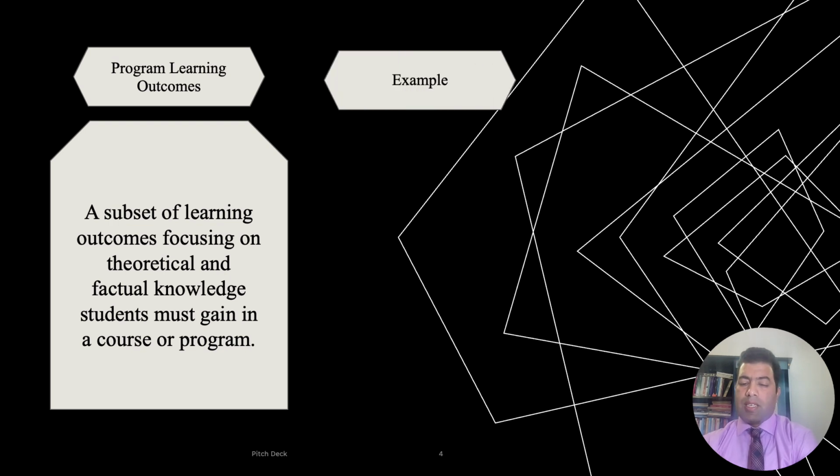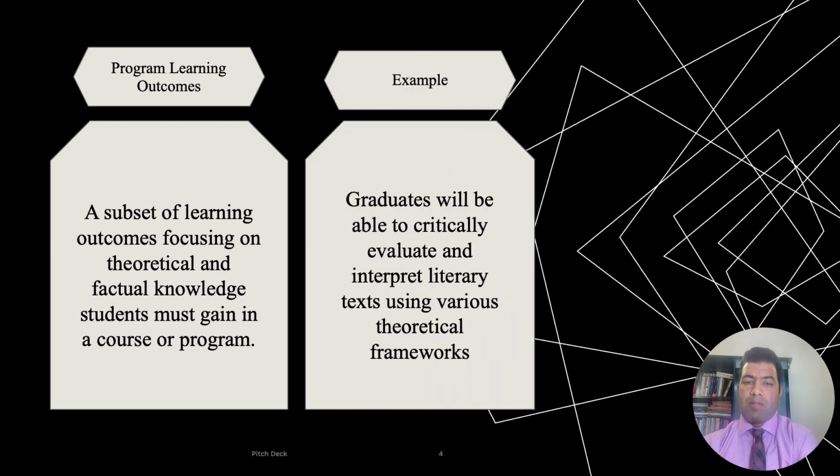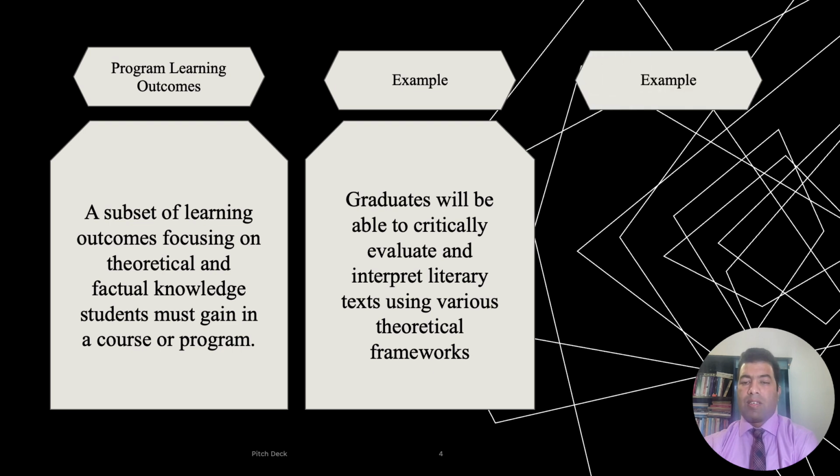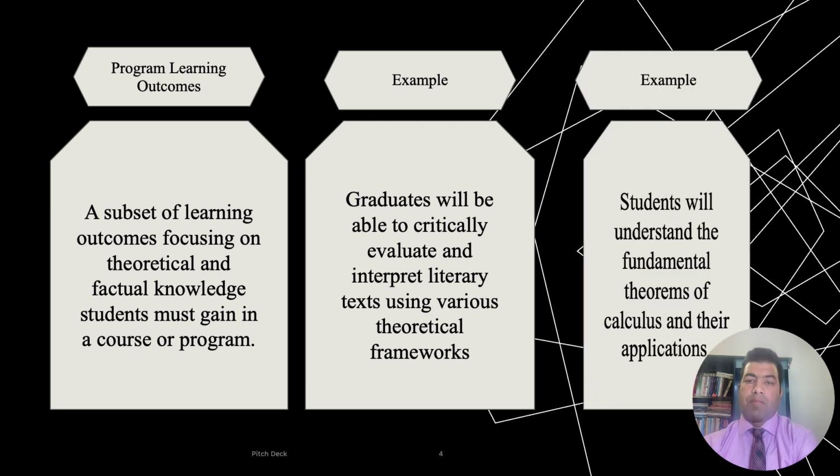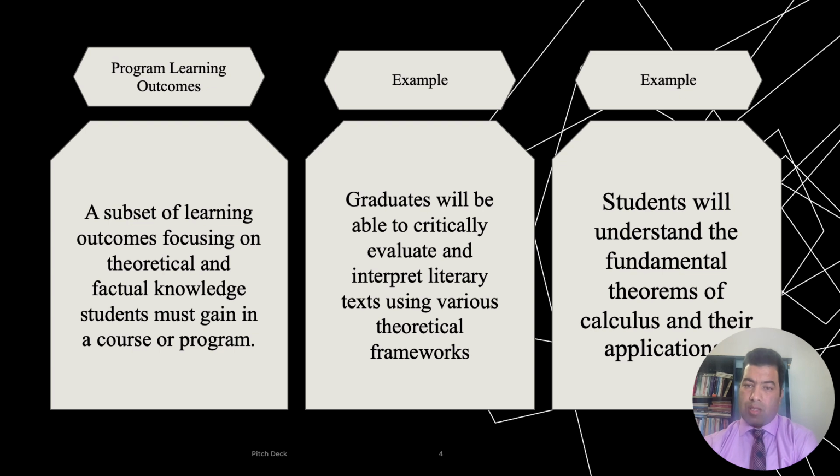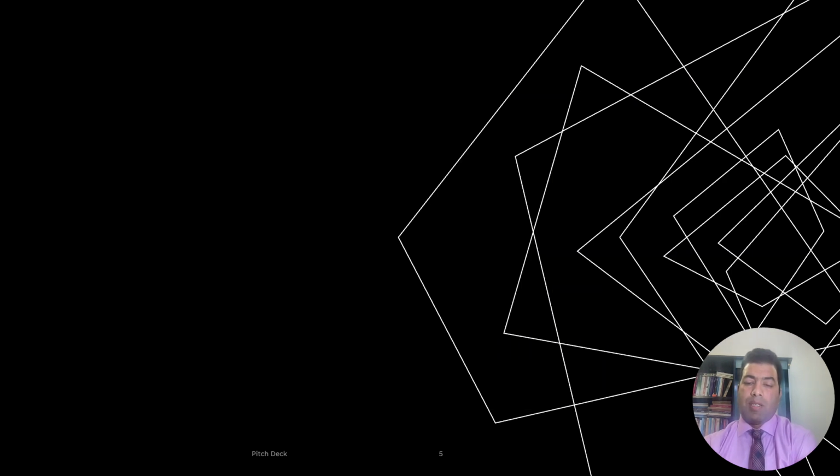If we take the example from the Introduction to Linguistics course, the graduate will be able to critically evaluate and interpret literary text using various theoretical frameworks. So at the end of the program, the student must be able to present this level of knowledge. If we take the example from the scientific field, the student will understand the fundamental theorem of calculus and its application. So the student will be able or capable of doing all these tasks.